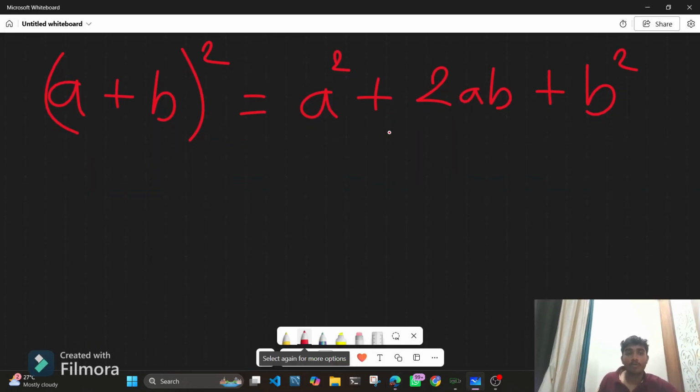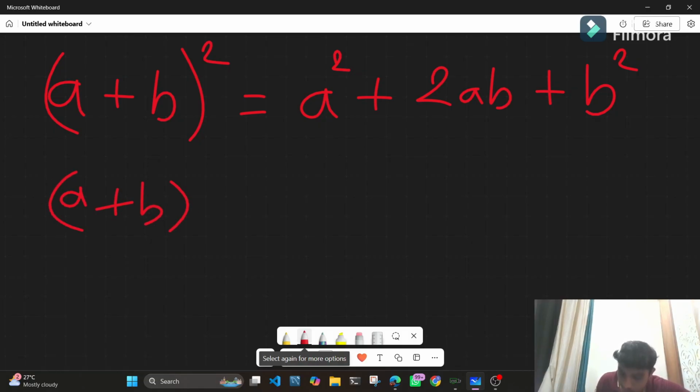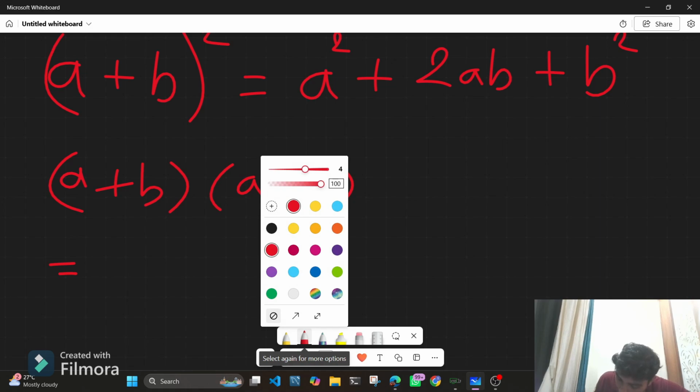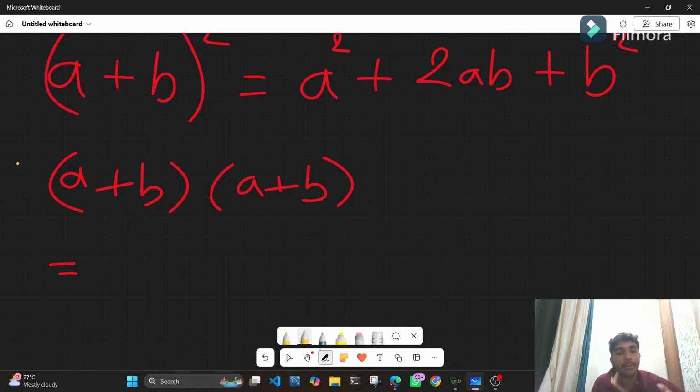Also, if you were to expand the brackets, you would get the same answer. Let's expand it and see. We can write (A plus B) whole square as (A plus B) into (A plus B). Now to solve this, we need to learn how to multiply the brackets. What we have to do is take the first part of the first bracket and multiply it with both the parts of the second bracket, then plus, using the sign conventions obviously, take the second part of the first bracket and multiply it with both the parts of the second bracket.